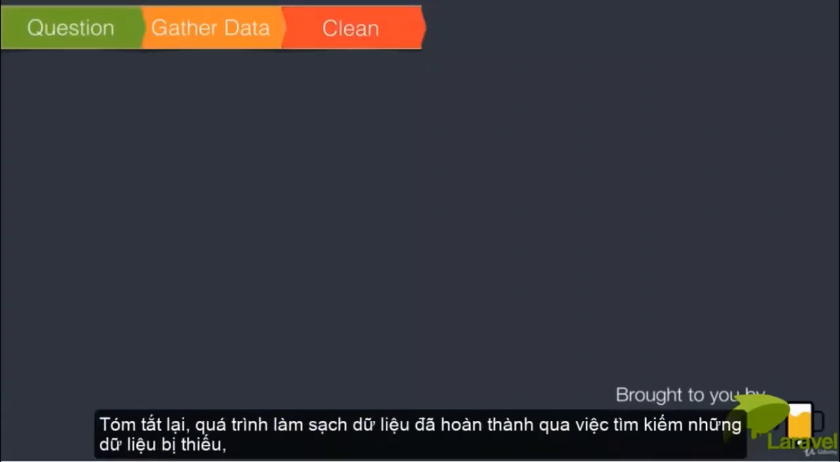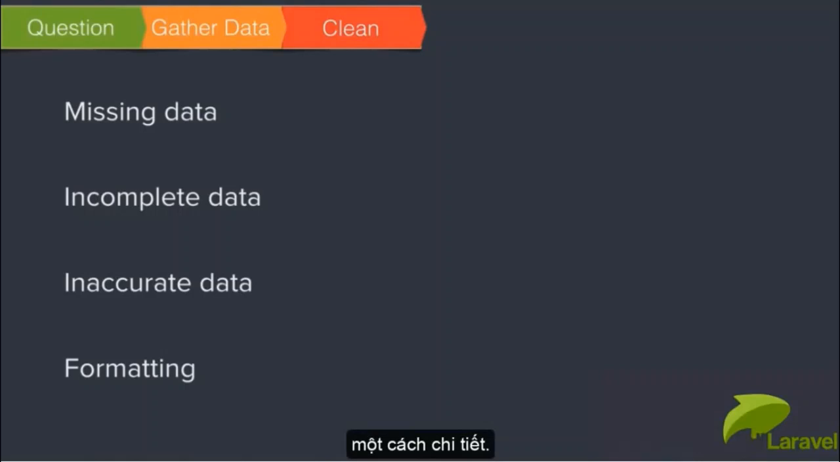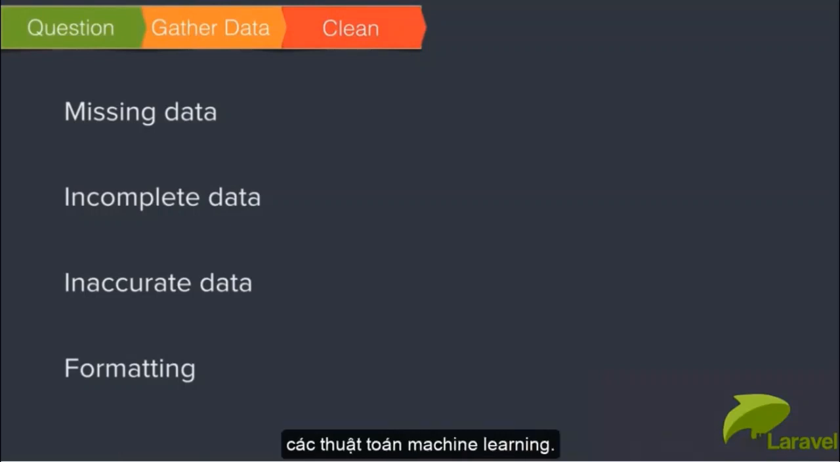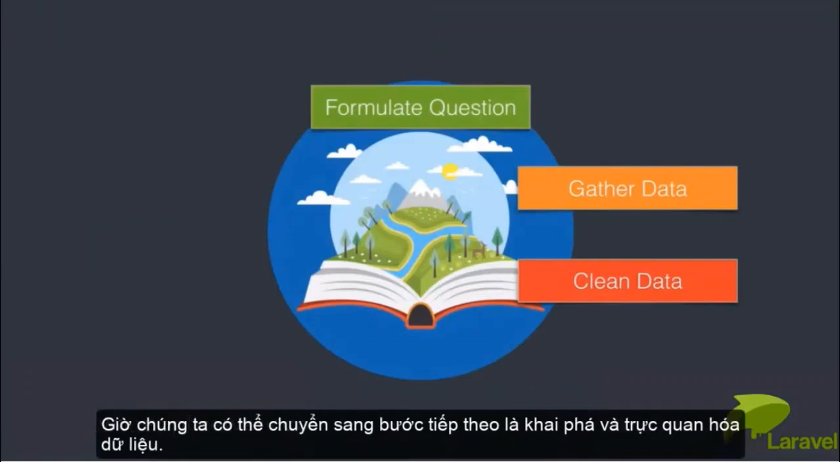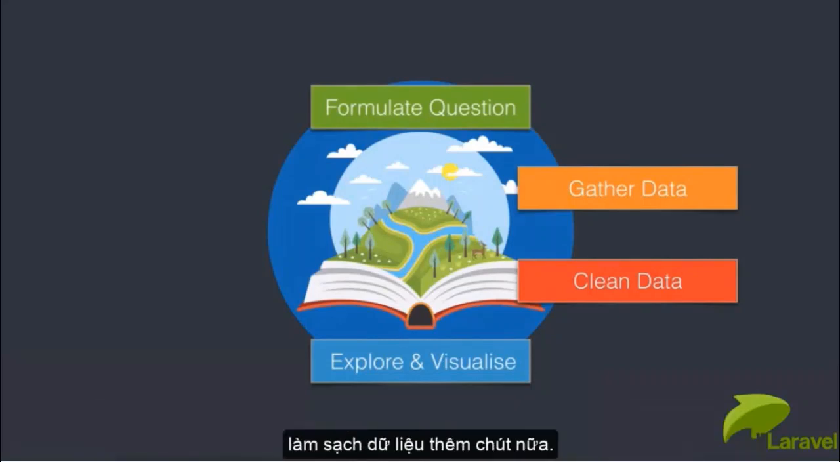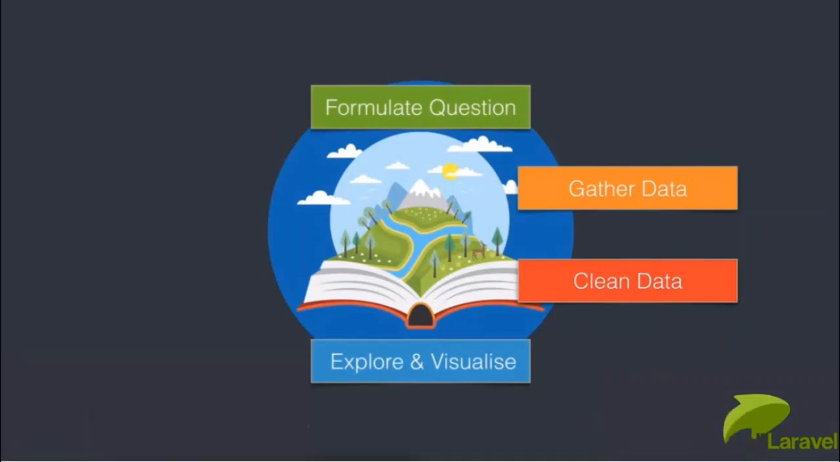So in summary, for the data cleaning, what we've done is we've looked for missing data, we've looked for incomplete data, we've looked for inaccurate data, and we've done some tidying up by checking the formatting of our data in detail. And the reason we've done all of this is so that we don't have problems when we provide this data to our machine learning algorithm down the line. Now we can move on to the next step, which is exploring and visualizing our data. Mind you, if we spot any more problems during this next step, we might have to do a little bit more cleaning as well. So you'll find that very often in practice, you're going to be doing the cleaning and the exploration side by side.